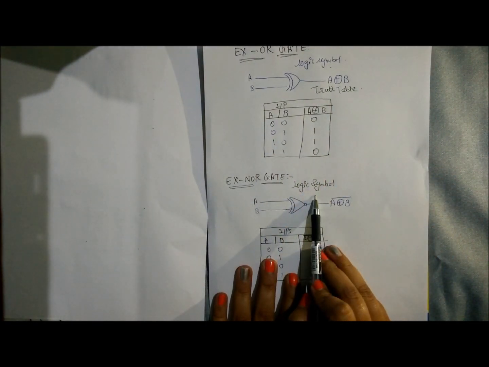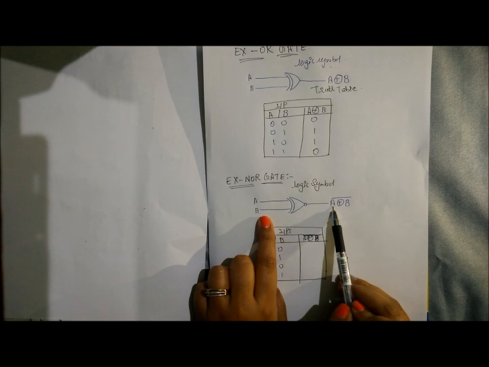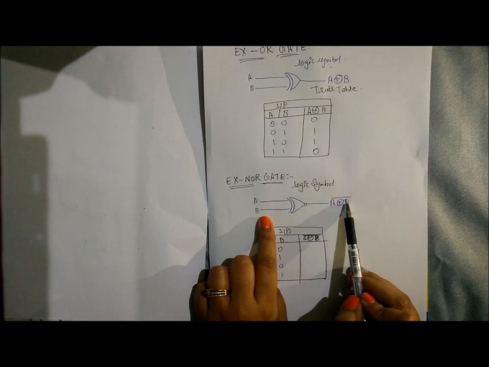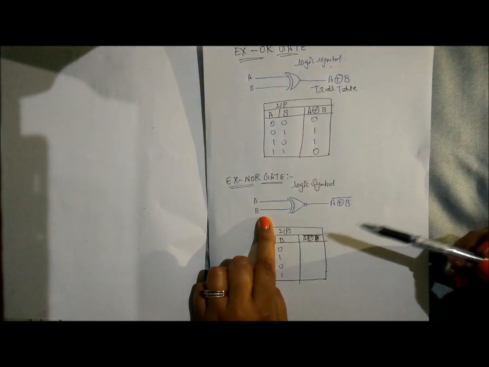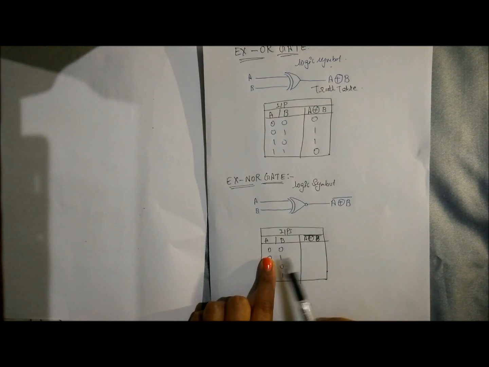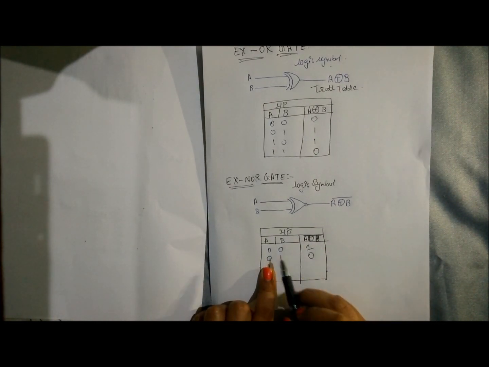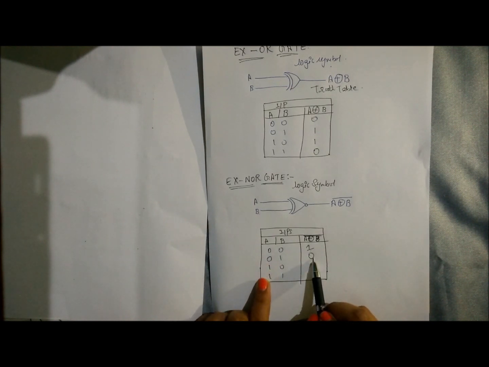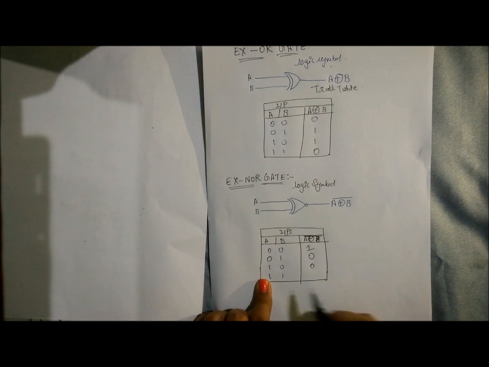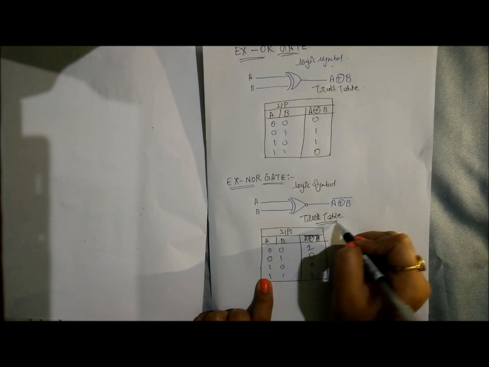Next is the XNOR gate. There are two inputs. You can see the logic symbol, and the output is A XNOR B, with the bar. In the output of XOR gate it is without bar, and the output of XNOR gate is with bar. And in XNOR gate, when the inputs are the same, 0 0, the output will be 1, and when the inputs are different, 0 1, the output will be 0. So 0 0 gives 1, 0 1 gives 0, 1 0 gives 0, 1 1 gives 1. This is the output for the XNOR gate, and this is the truth table of XNOR gate.